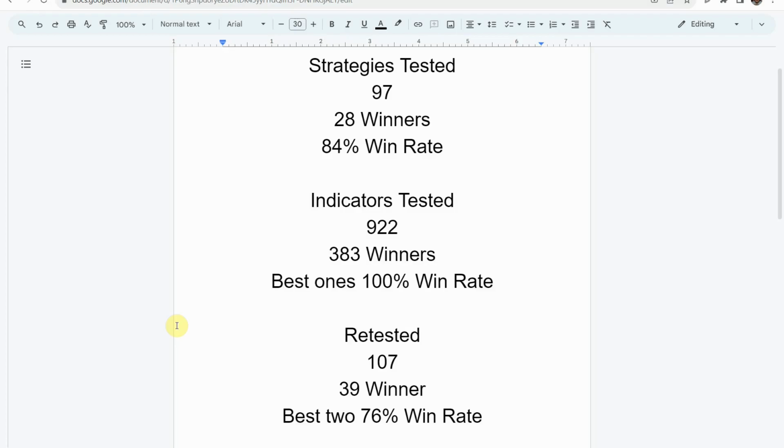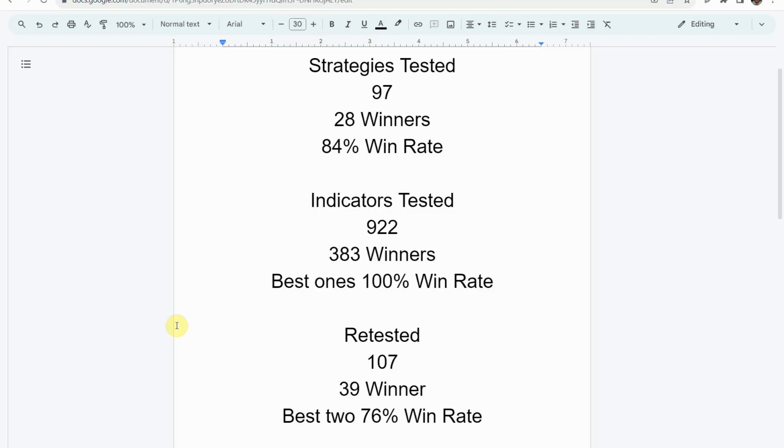So to date, we have tested a total of 97 different strategies, with 28 of them being winners. The best one so far was able to achieve an 84% win rate. We've also tested a total of 922 indicators, with 383 of them being winners. The best one so far was able to achieve a 100% win rate.